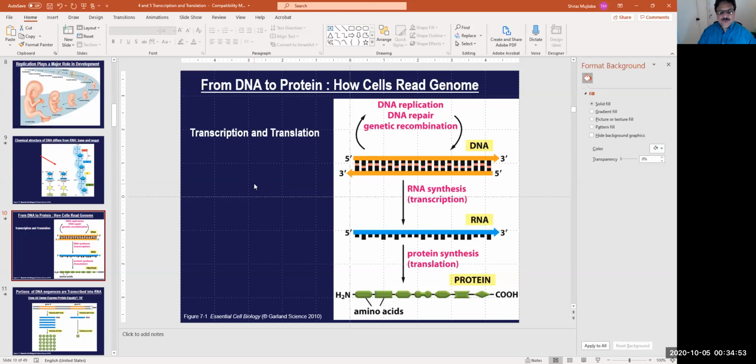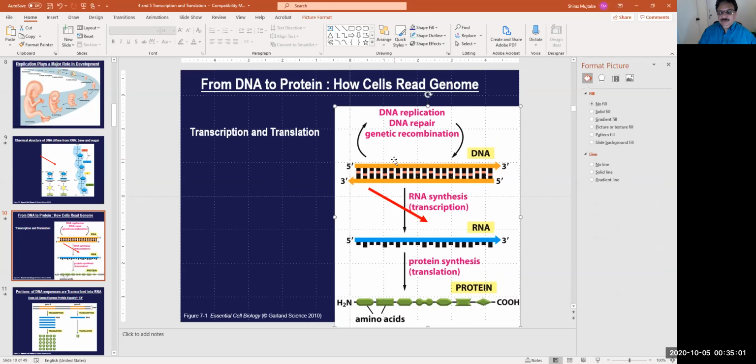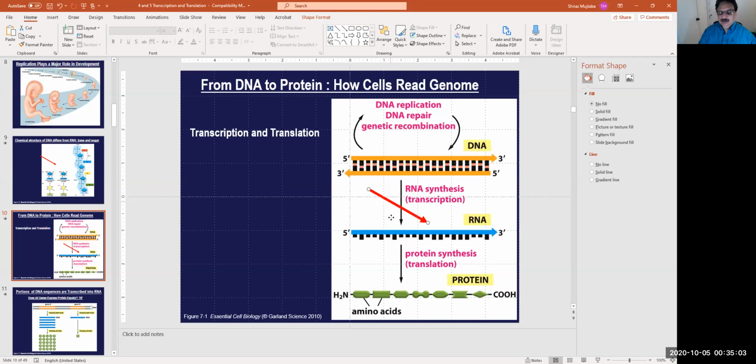So what is the process of transcription? So double-stranded DNA is there. One of the strands will serve as a template for the synthesis of RNA. And then this RNA will support the synthesis of proteins. Okay.